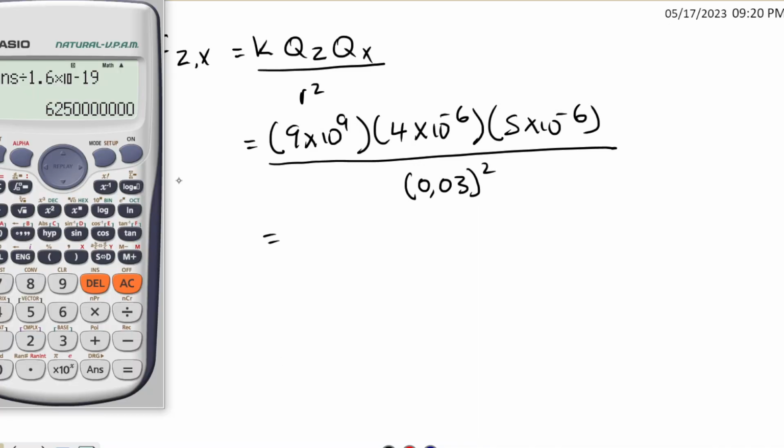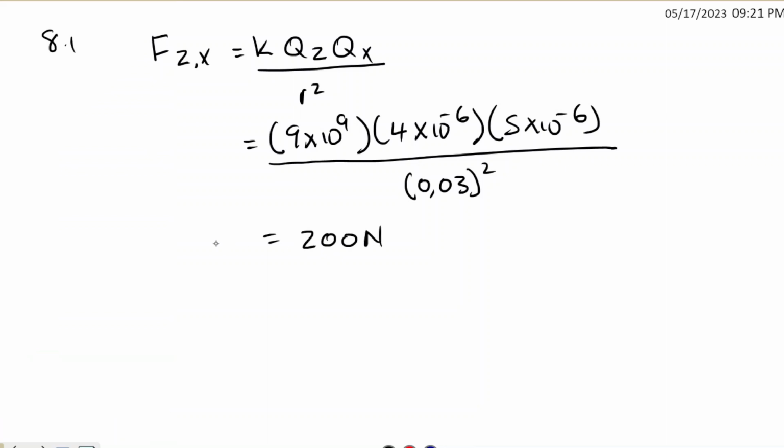So we punch that in the calculator. We have 9 times 10 to the power 9, then we have 4 micro, then we have 5 micro, and then that answer we divide by 0.03 squared. Okay, so we have 200 newtons. This is the force of Z on X, that is the attraction force.